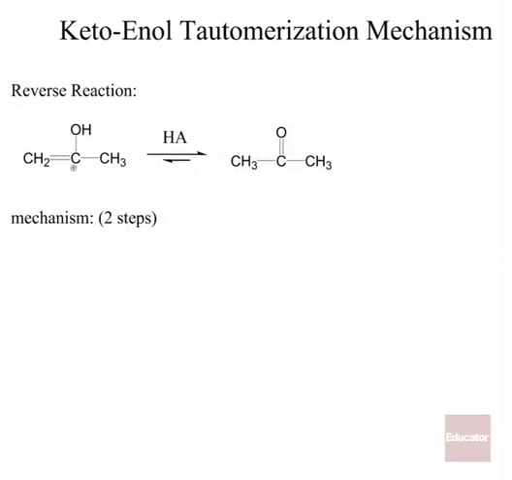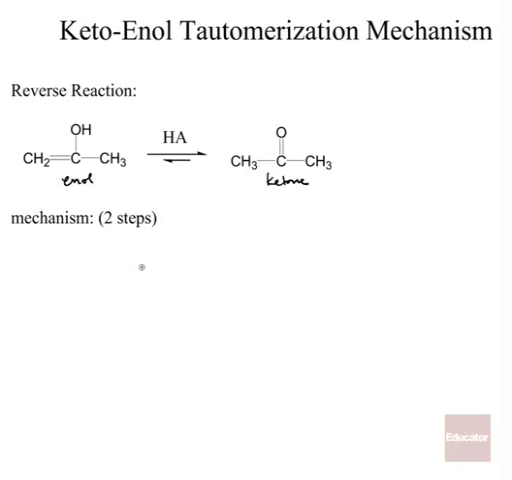We have an enol, and we want to go back to the ketone. This is now the more favorable mechanism that we'll see. And what do we have to do? Well, again, it's still going to be two steps. The reverse mechanism, I already have it written down here. The reverse mechanism is going to be the same number of steps, involve the same intermediates as the forward mechanism.